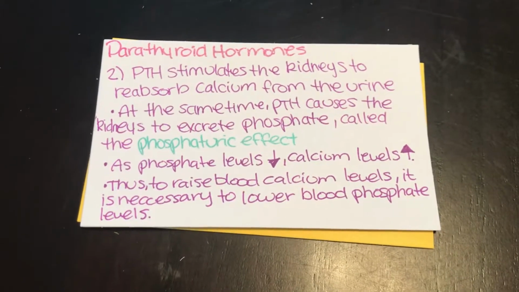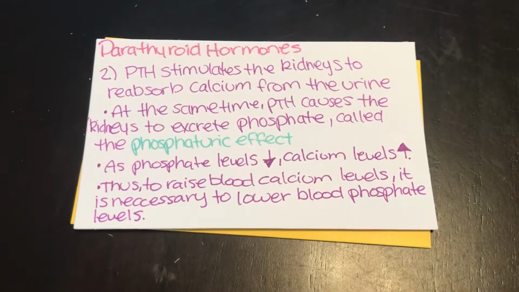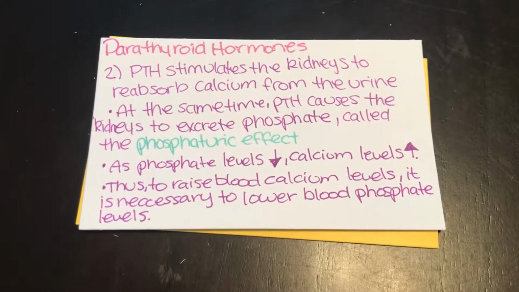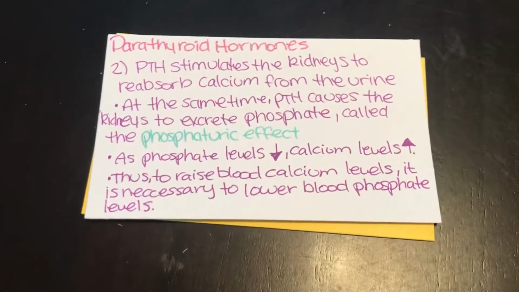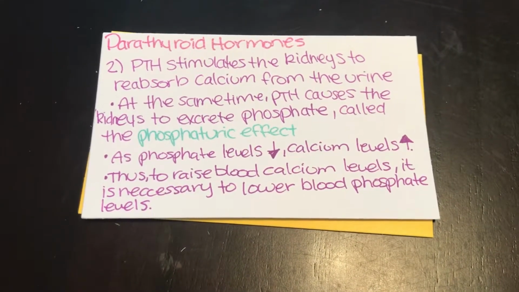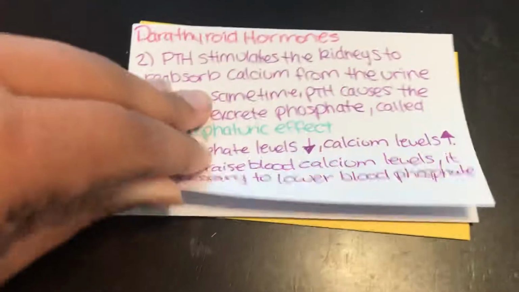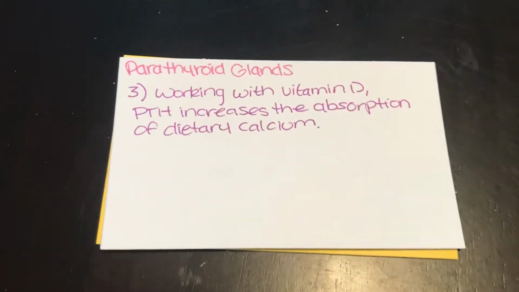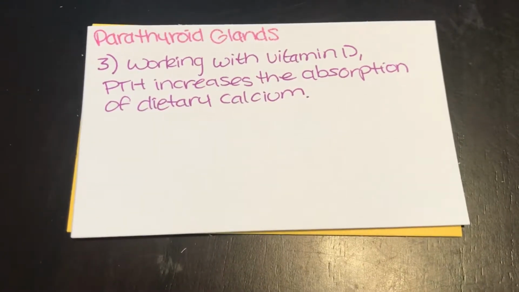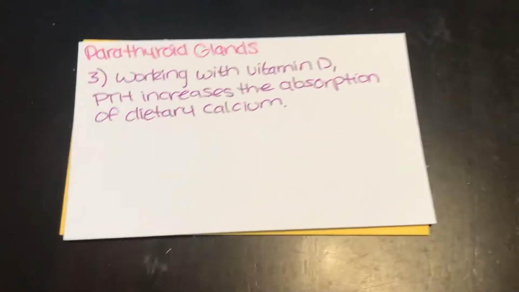So as phosphate levels decrease, calcium levels increase. And as phosphate levels increase, calcium will decrease. Thus, to raise blood calcium levels, it is necessary to lower blood phosphate levels. Number 3, working with vitamin D, your PTH increases the absorption of dietary calcium.